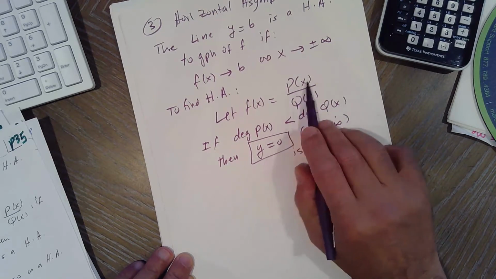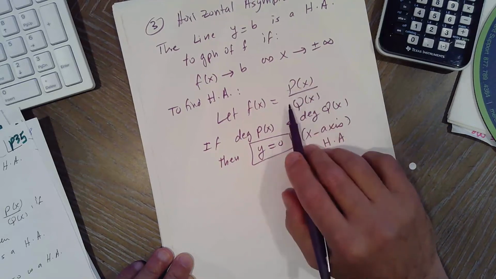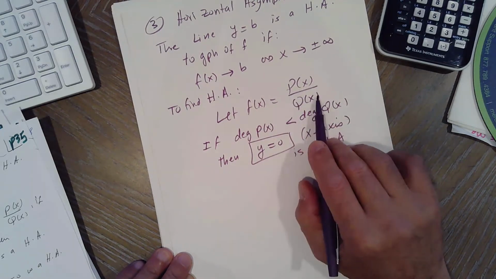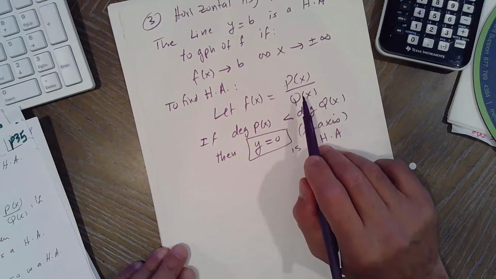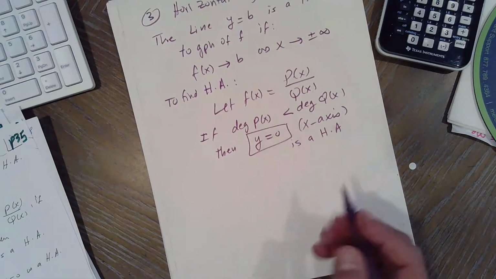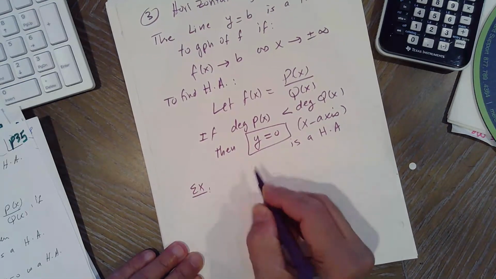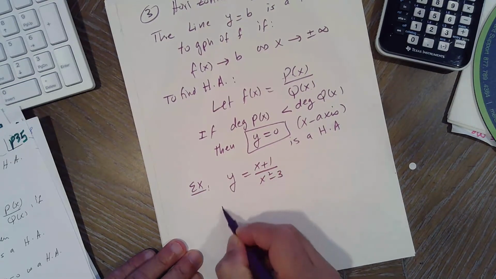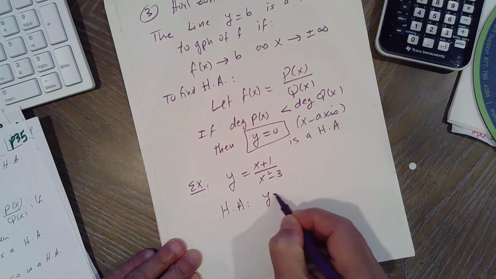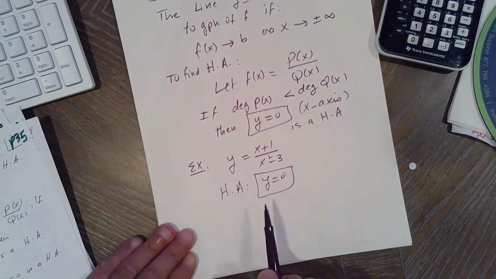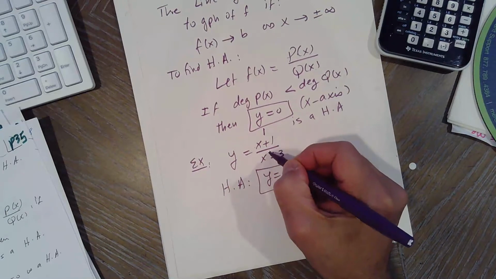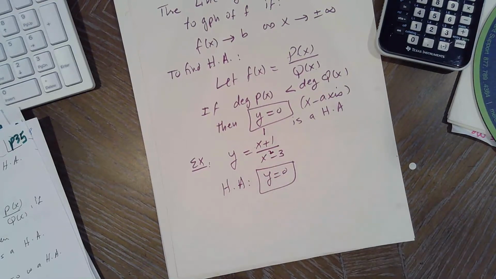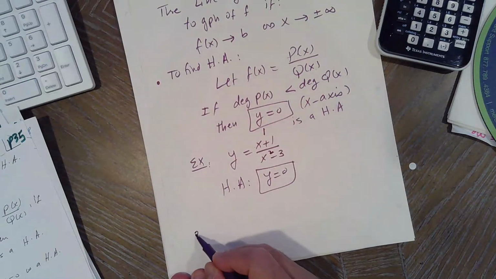Like if this is linear, this is quadratic. If this is quadratic, this is cubic. This is quadratic, this is fourth degree. As long as the degree of the top is less than the degree of the bottom, the x-axis will be a horizontal asymptote. So y equals x plus 1 over x squared minus 3. The horizontal asymptote is the x-axis. Why? Because the degree of the top is 1 and the degree of the bottom is 2. Therefore, we have the x-axis as the horizontal asymptote.